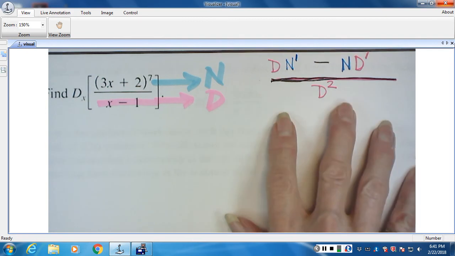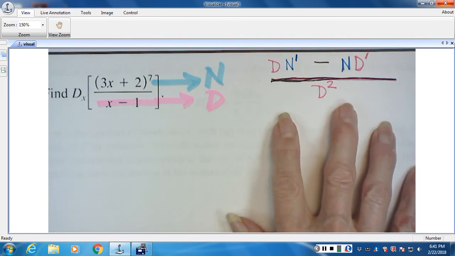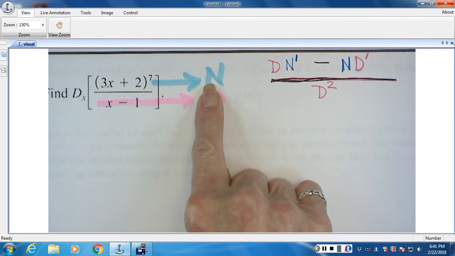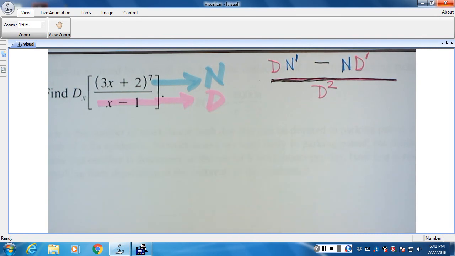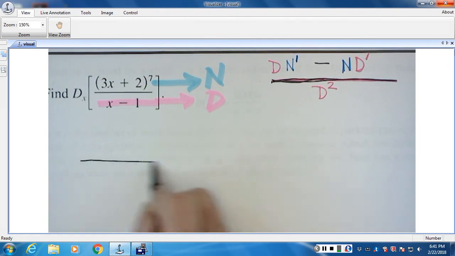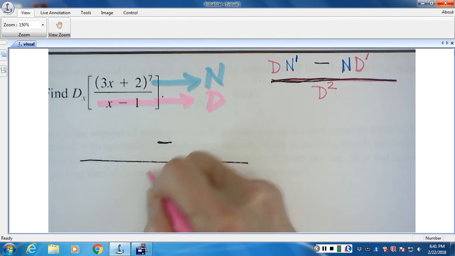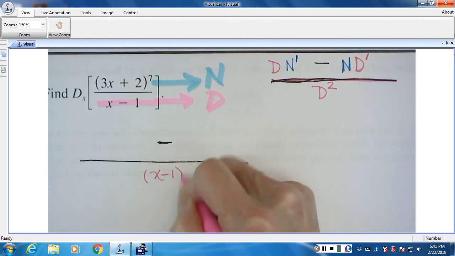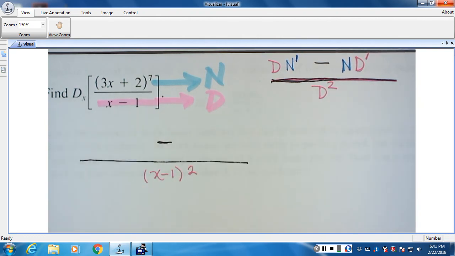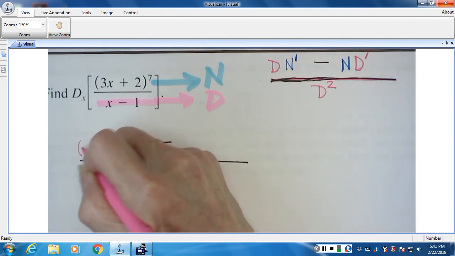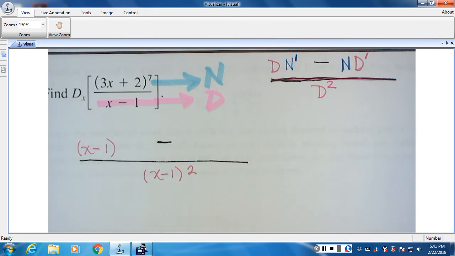So this is where we're going. Now we're ready to take our derivatives. We've got n, we know what n is. We've got d, we know what d is. So I can fill that much in. And I know I'm going to subtract. So my denominator, d, is x minus 1. And this says I'm going to square it. So I do. And then it says I take that same denominator and I lead off with it in the numerator. So I put it up there.